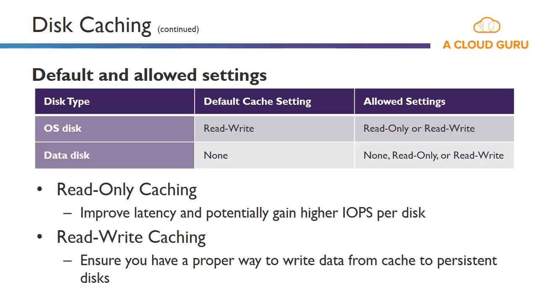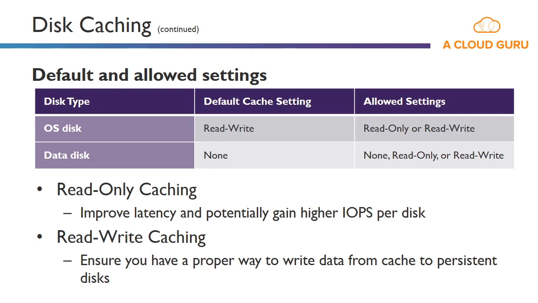Read-only caching will improve latency and potentially gain higher IOPS per disk for all read tasks. Read-write caching, same thing, it would help with the write caching as well. However, you need to be sure you have a proper way to write data from cache to persistent disks, otherwise you could potentially get some data loss.